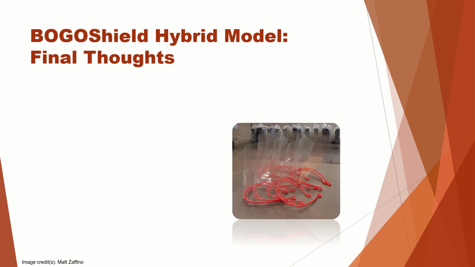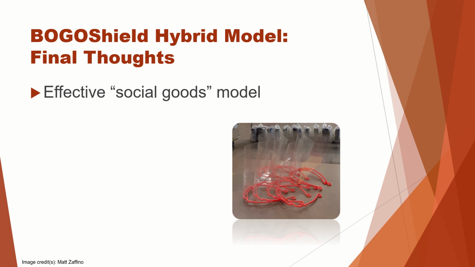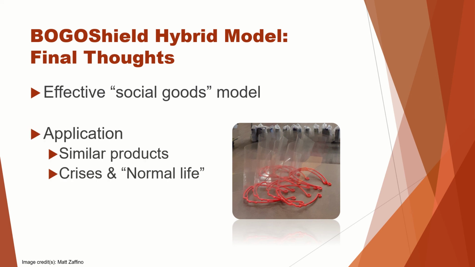Some final thoughts, and there's a picture of our shields in actually a charity situation. This BOGOShield model, the hybrid of not-for-profit, buy one, give one with optional donation, is really effective in our view for social goods in general. It's quite applicable in other similar products, so you could use this for other PPE in a medical context like we're in now, or in a lot of other situations where charitable goods are required, maybe school supplies. And this can be applicable both in another crisis situation like now, or in day-to-day life, like what we've seen the success of Tom's with the buy one, give one.